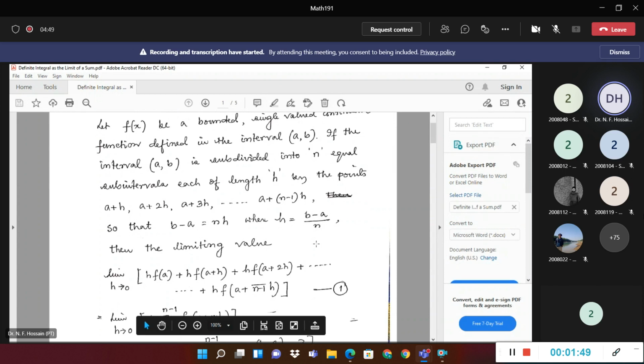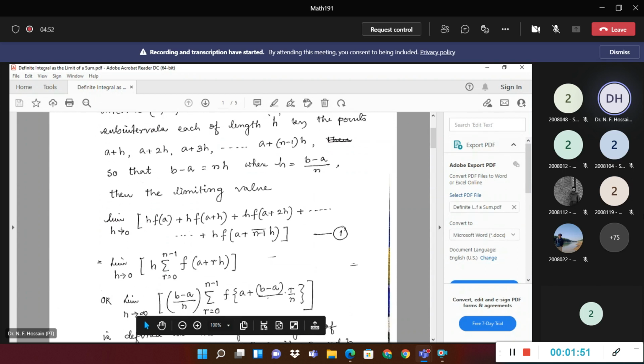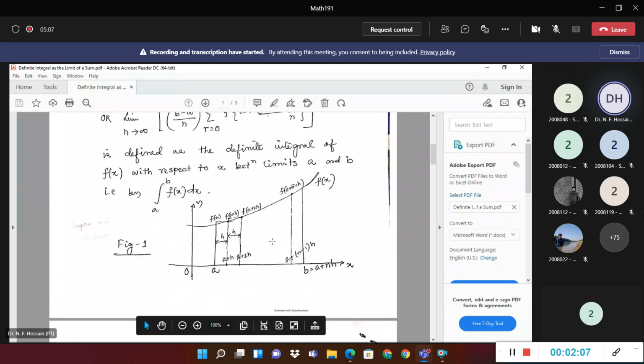Now we find this limiting value: limit h tends to 0 of h into f(a) plus h into f(a plus h) plus h into f(a plus 2h) up to h into f(a plus (n minus 1)h). What does it mean? Each interval is of length h. So if this point is a, the next point should be a plus h, and the next point should be a plus 2h.